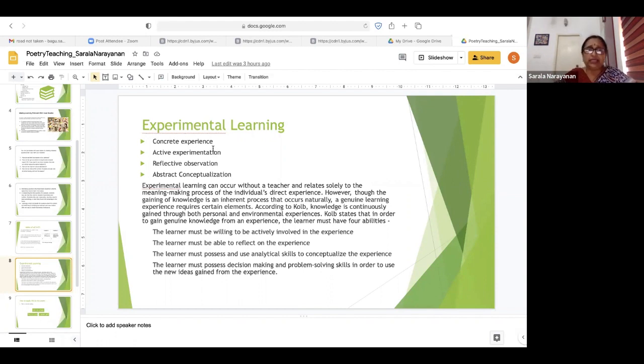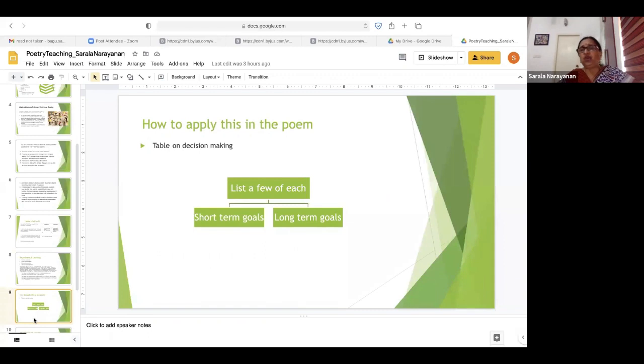So we have to tell them, when they are going for this, what you have to show, how to apply it in the poem. Tell them to list a few short-term goals and long-term goals for the students. Ask them to use short-term and long-term goals.